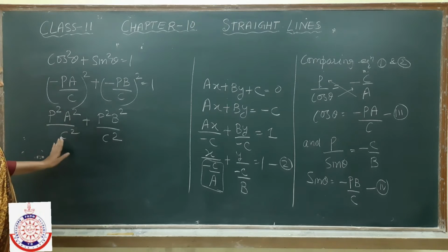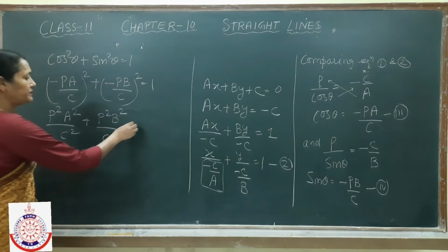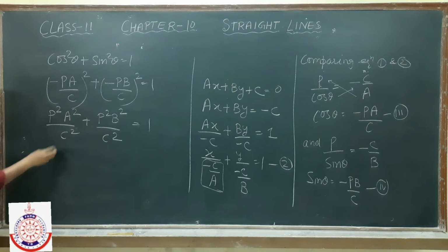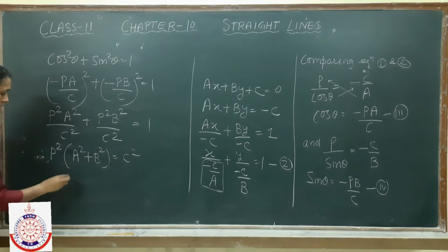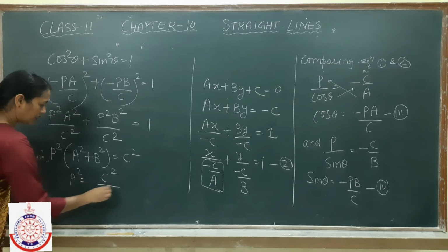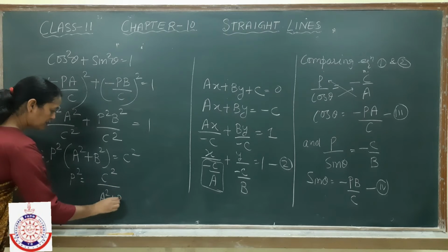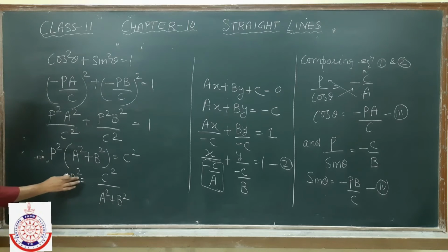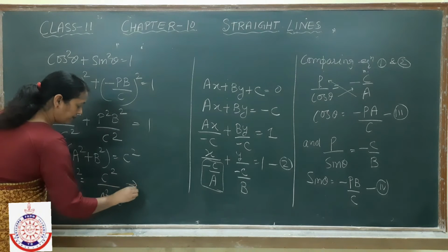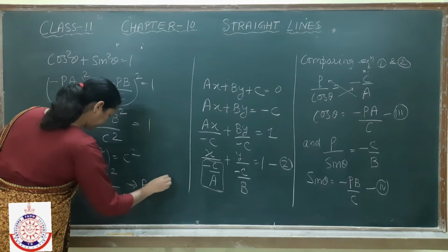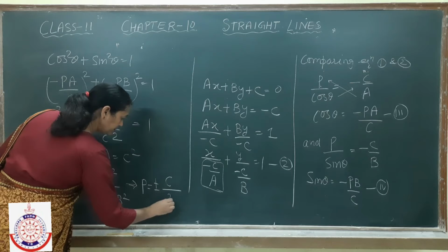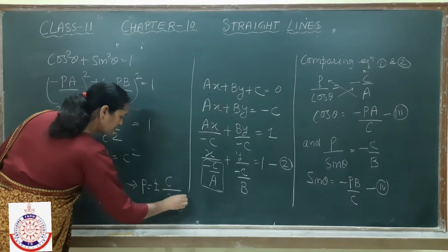Now we take LCM, then c will be shifted to this side, and from these two terms we can take p square common. So we are left with a square plus b square equals to c square. So p square comes out to be c square upon a square plus b square, and if we take the square root, we will be getting the value of perpendicular distance as plus minus c upon a square plus b square.